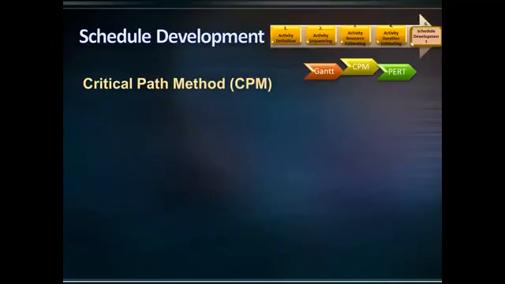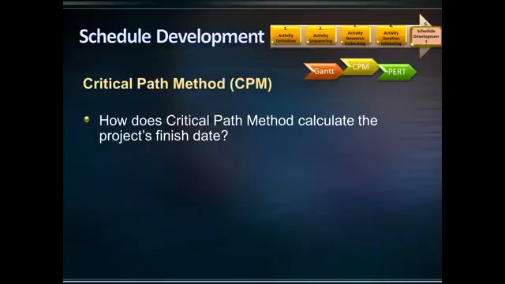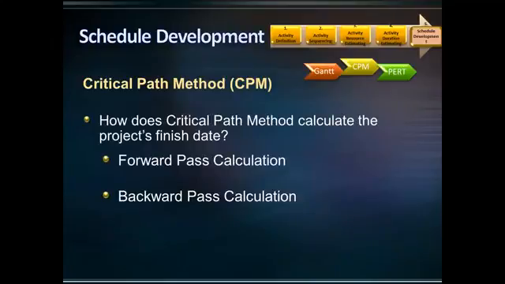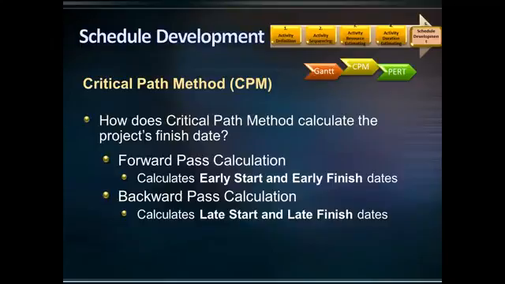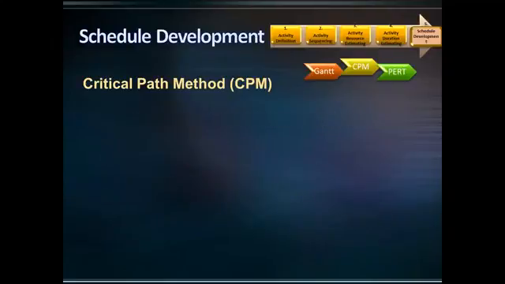To calculate the project's overall duration, the critical path method uses two calculations: forward pass calculation and backward pass calculation. In forward pass, the early start and early finish dates are calculated. In backward pass, the late start and late finish dates are calculated. But what are early start, early finish, late start, and late finish?